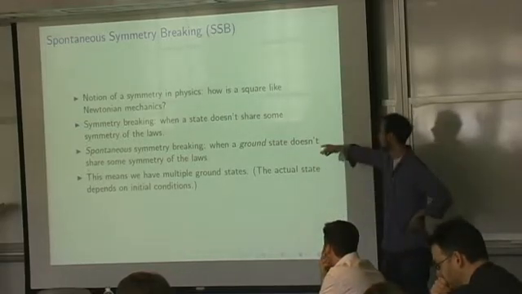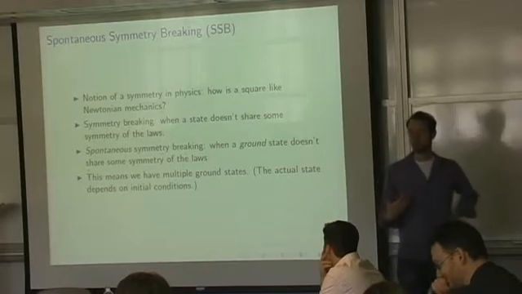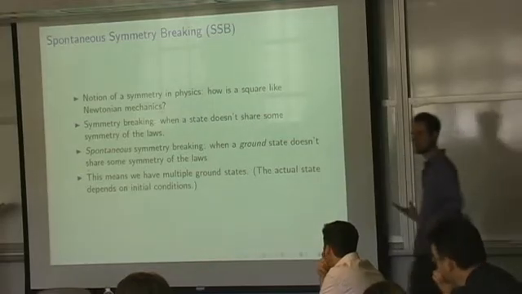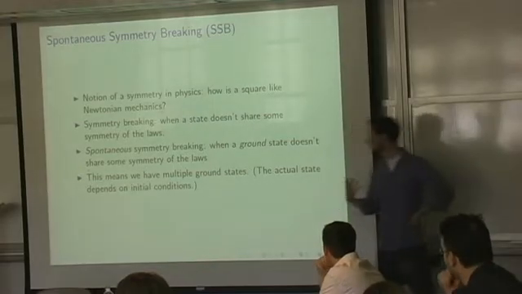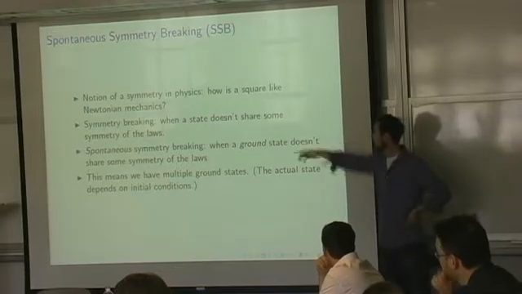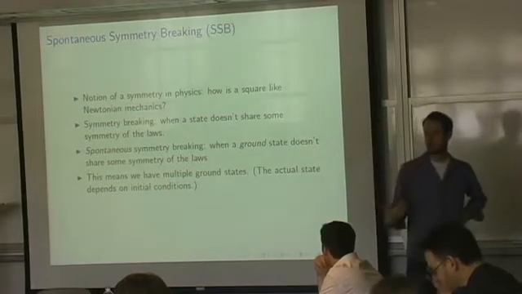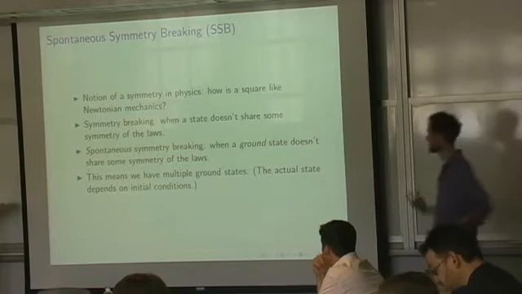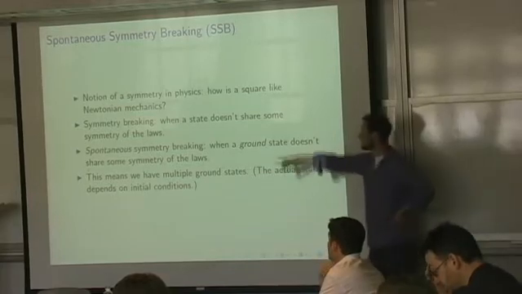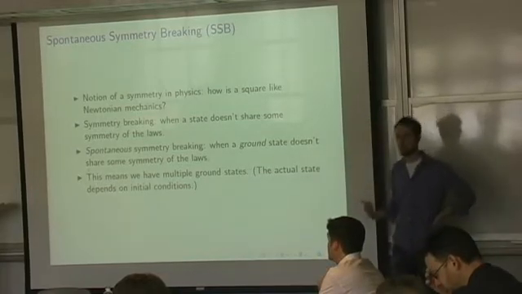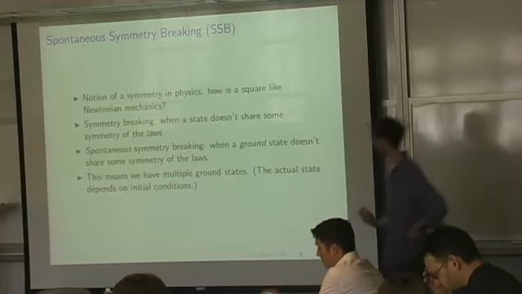It's a situation where not just any old state, right? So I'm not a ground state. I've got all sorts of energy, as you'll discover in the course of the talk. But spontaneous symmetry breaking occurs when you have a privileged state that is a ground state of lowest possible energy, which doesn't share some symmetry of the physical laws.